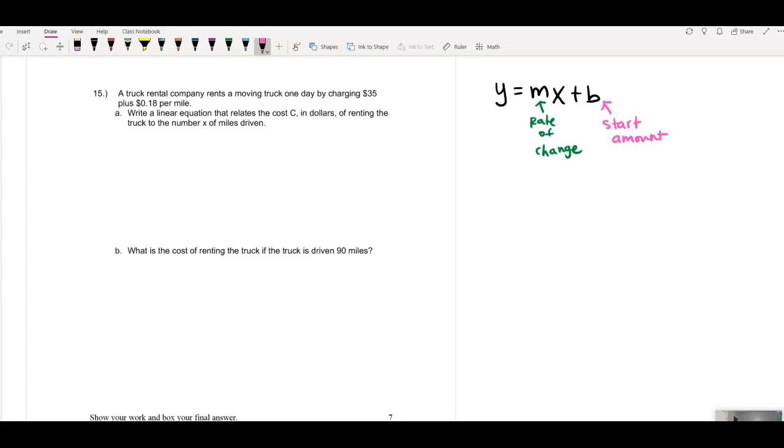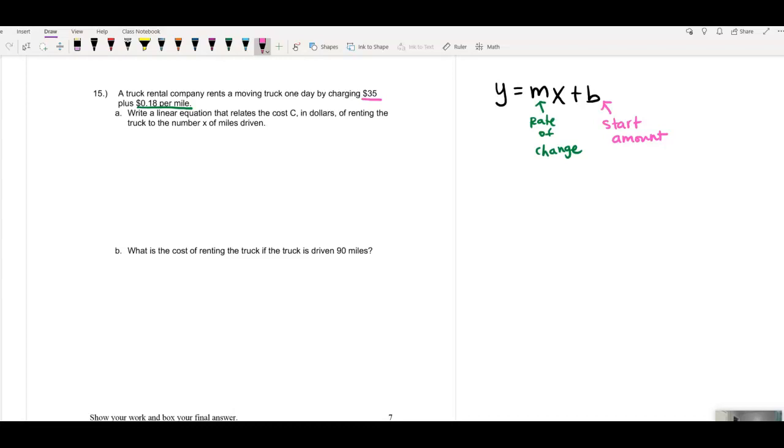Right? So when we're thinking about trying to set this up, do you see that this is a rate? We're saying 18 cents per mile, right? So that's got to be our rate of change. And then $35, they're going to charge us $35 no matter what. If we go 1 mile, we still are going to be charged that flat fee of $35. So that's our start amount. And then from there, it's going to increase 18 cents per mile.